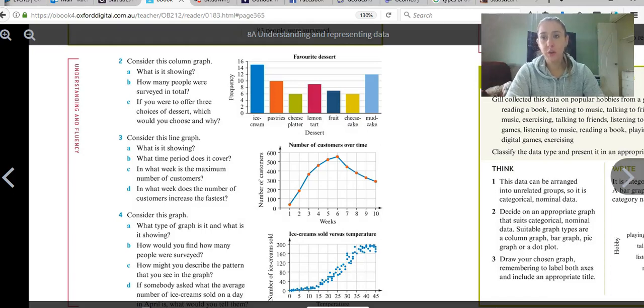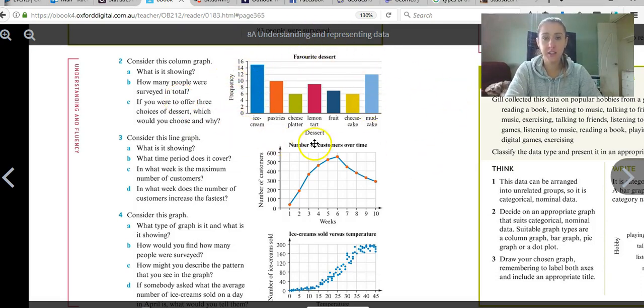So let's have a look at reading or interpreting some different graphs that we might come across. So we've got a column graph here. We know it's a column graph because of these columns. A bar chart would go across, but columns go up and down.